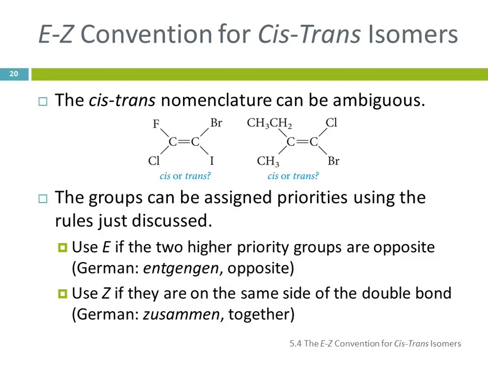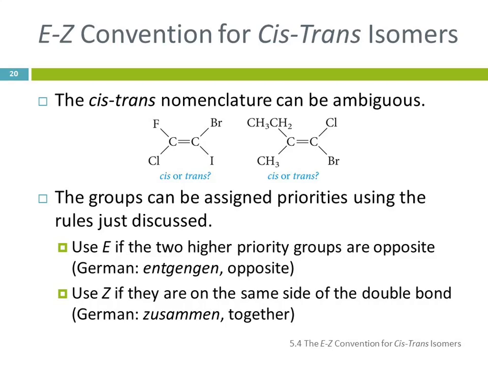This business of assigning priorities can also be used for addressing the configuration about a double bond. The cis-trans nomenclature that we learned can be ambiguous sometimes. If we look at this molecule, here we have four different groups attached to these doubly bonded carbons. How do we decide? There's no two that are the same.